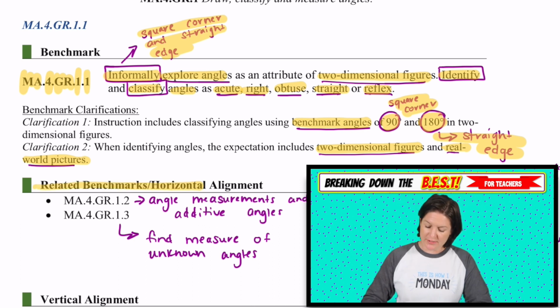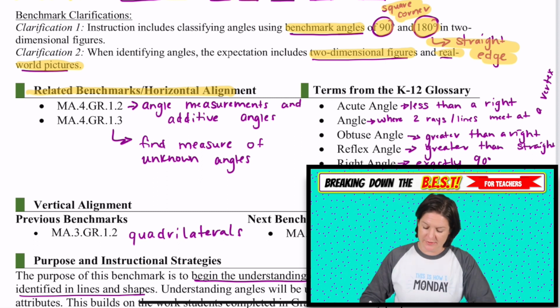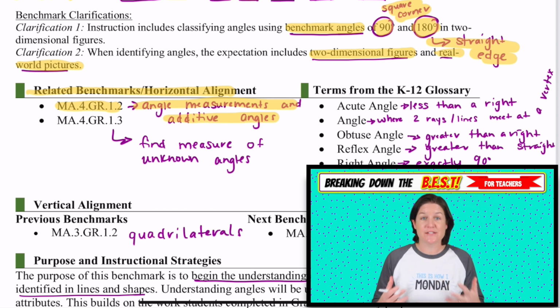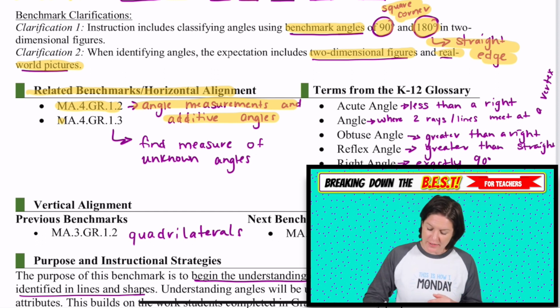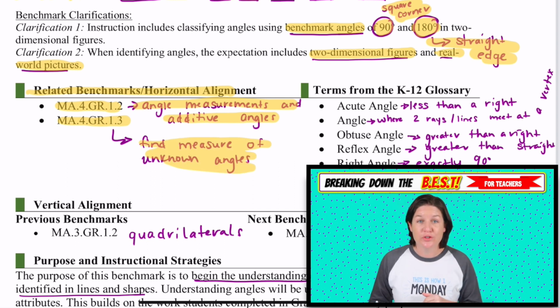Let's talk about benchmarks that are related to this one or have that element of horizontal alignment. Well, MA.4.GR.1.2 is our angle measurement and additive angles standard. This is where we are using protractors to determine the measurements of angles. This is where we are adding the measurements of angles together to find the sum of angles. And then MA.4.GR.1.3, this is finding the measure of unknown angles.